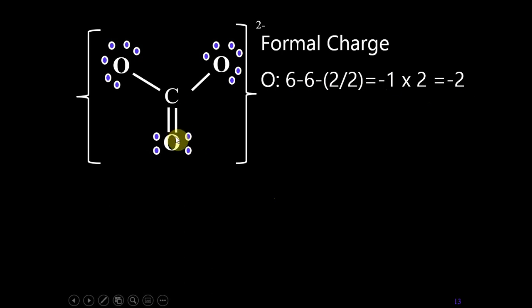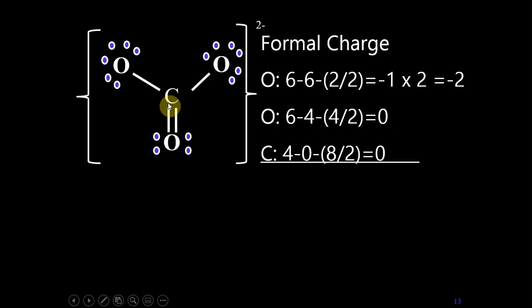So this oxygen here is different, so let's look at that one. It's 6 minus, we have this time 4 unbonded and 4 bonded. So 6 minus 4 over 2 gives us a 0. And then the carbon this time is 4 minus 0 again, because there are no unbonded electrons. But this time we have 8 bonded electrons around it. Divide that by 2 is 4, so we get 4 minus 4 is 0 as well. And so again, our overall charge is minus 2.